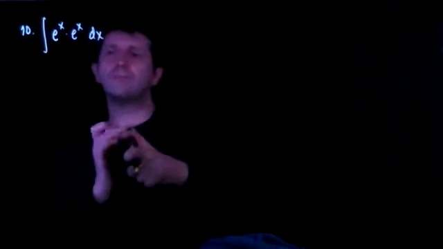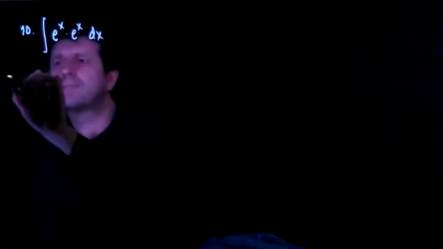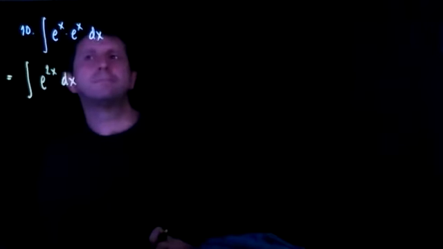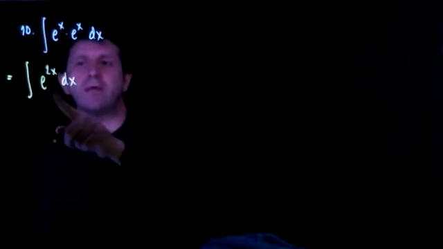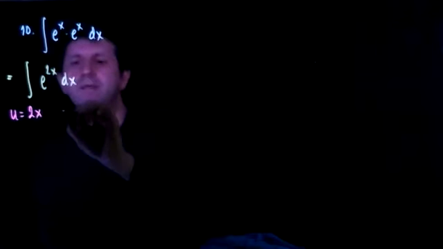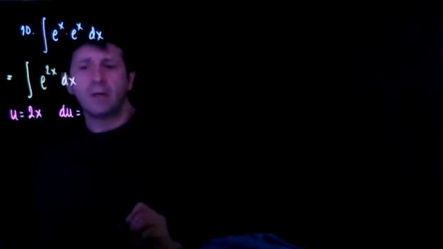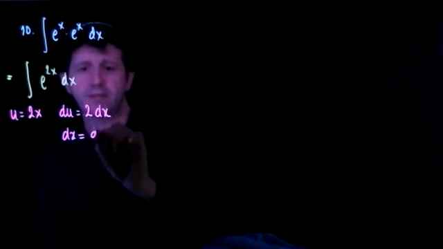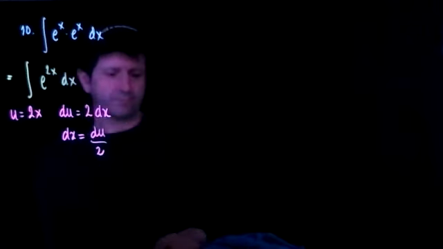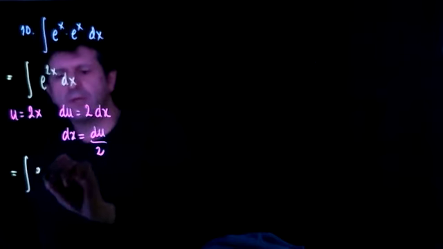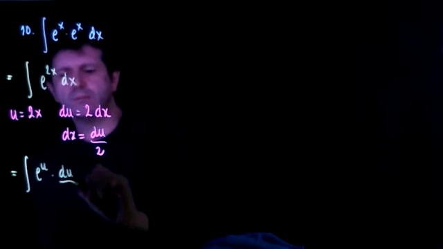So this is equal to e to the 2x. That's one way to do it, okay? There's another way. But that's e to the 2x, and now you could do u equals 2x, du is equal to 2 dx, and so dx is du over 2. Okay, and so it becomes the integral of e power u times du over 2.